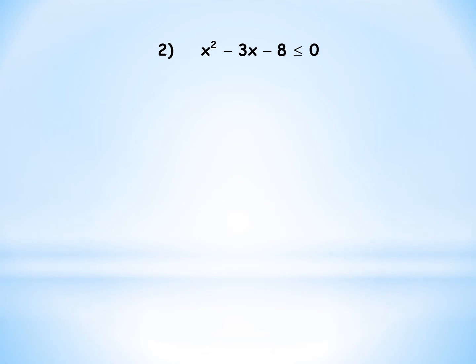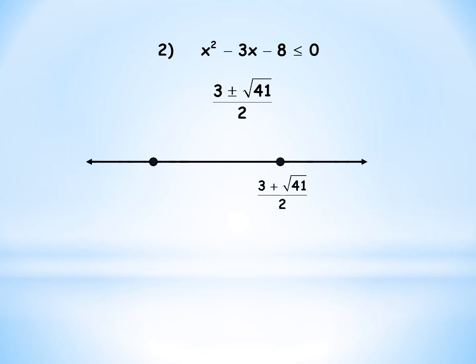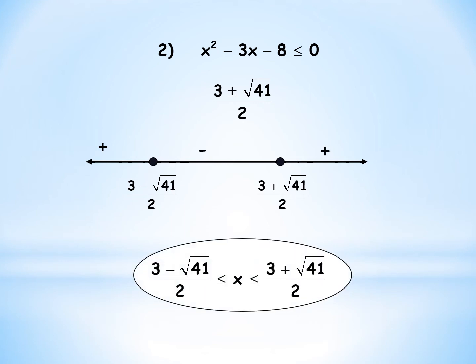So we have this one here, and you're going to put it into the quadratic formula, and you're going to get an answer, 3 plus or minus the square root of 41 over 2. You're going to put it on a number line. And again, you're going to test your intervals. So again, over here, it's going to be positive. If I plug in 0, it'll be negative. If I plug in a big positive number, it'll be positive again.